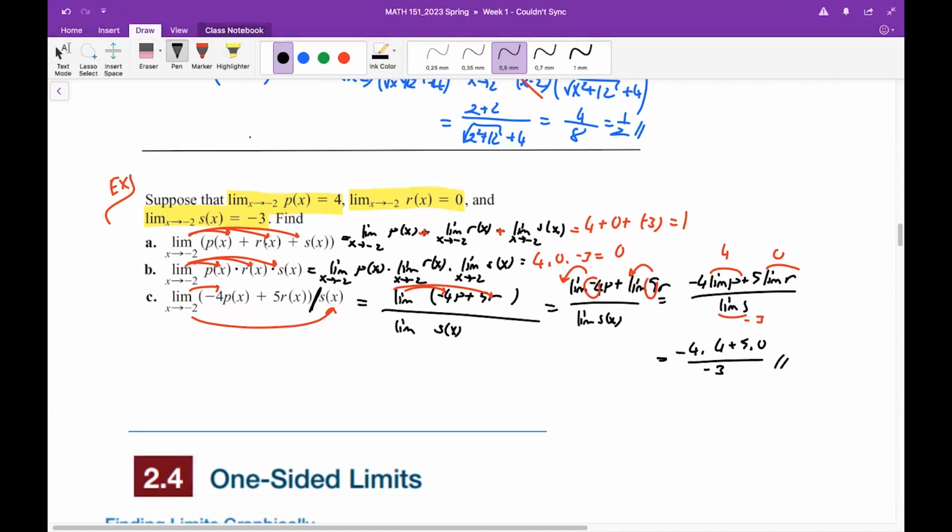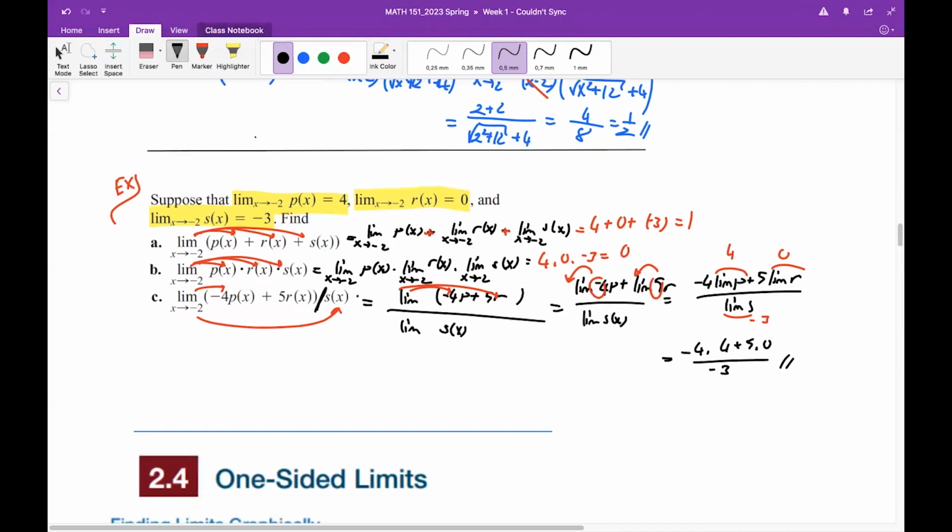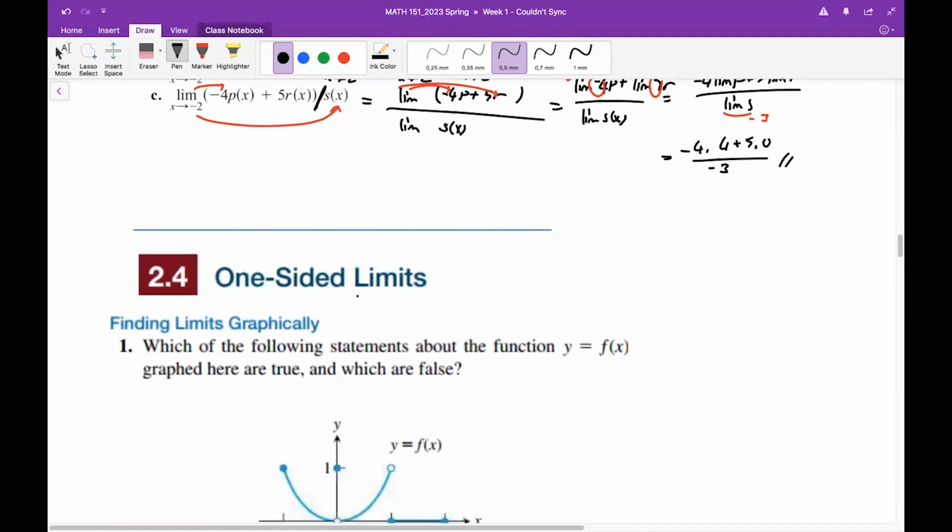Limit distributes over sums and over products. You can take constants out from the limit operation, and you can distribute limit operation over ratios as long as the limit of the denominator is not 0. Okay, any questions? Then let me move on.